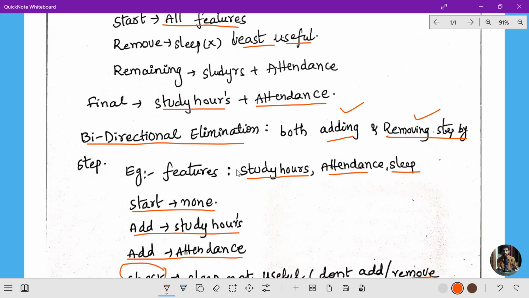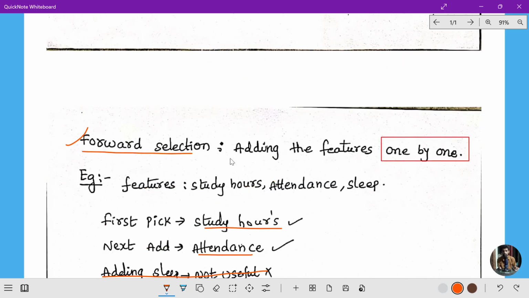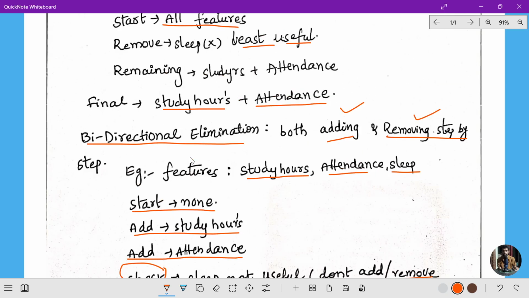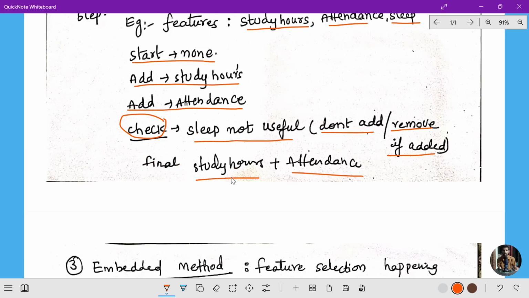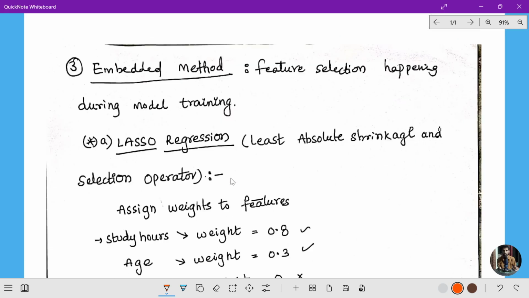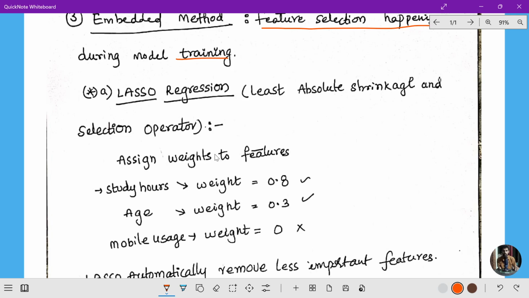In feature selection, the second one is the wrapper method. There are three methods: the first one is forward, the second one is backward, the third one is bidirectional elimination. Now we have the third method, where feature selection happens during the model training. Okay, so the first one is lasso regression.